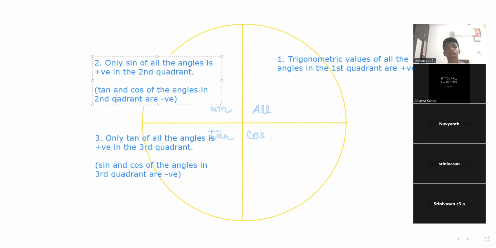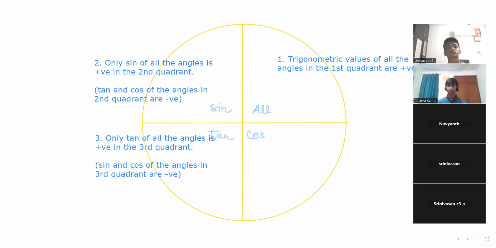Okay. And the last one is cos. Any guesses? Only cos is positive, of all the angles. Very good. Cos of all the angles is positive in the fourth quadrant.